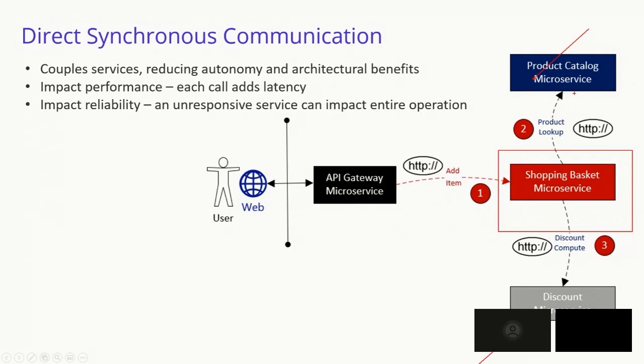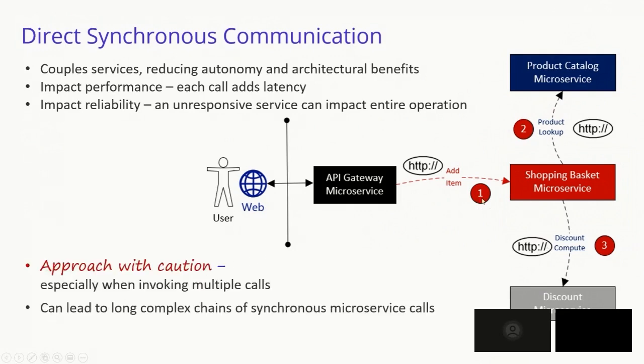Another problem here is reliability. What happens if one of these services is unresponsive? It's backed up, it's slow, there's some kind of network transient fault going on. Anything unresponsive is going to impact the entire operation of the service. So we need to be really careful when we begin to couple these services together with this direct synchronous communication. So again, approach with caution. Many people would say don't do these kinds of calls. They're not a good idea. We say approach it with caution, especially when there's high volumes of these kinds of calls taking place, right?